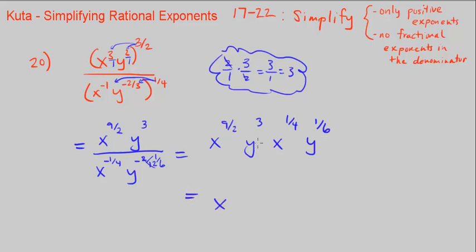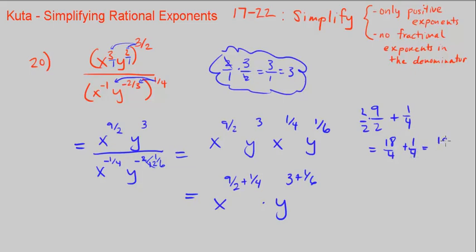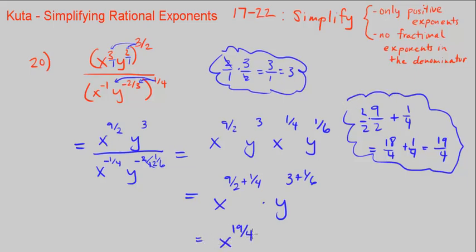So we get these two x's. We add the exponents because they have the same base. So it's 9 over 2 plus 1 over 4 times y, 3 plus 1 over 6. So let's add these. 9 over 2 plus 1 over 4. If we multiply this by 2 over 2, we're going to get common denominator 4. So 9 times 2 is 18 over 4 plus 1 over 4 is 19 over 4, right? This is a bubble work. So that's equal to x to the power of 19 over 4 times y, right?